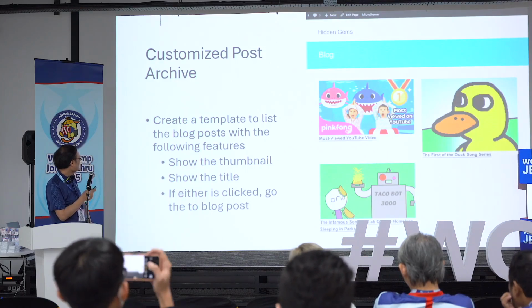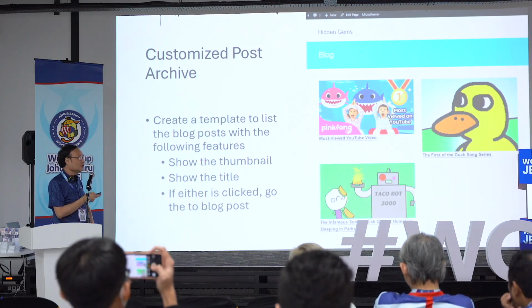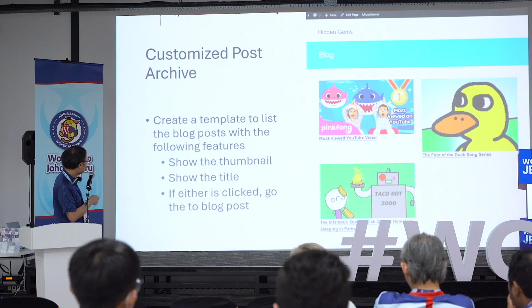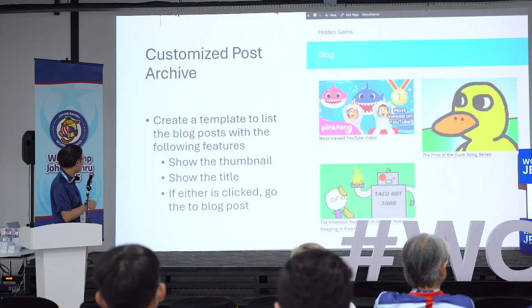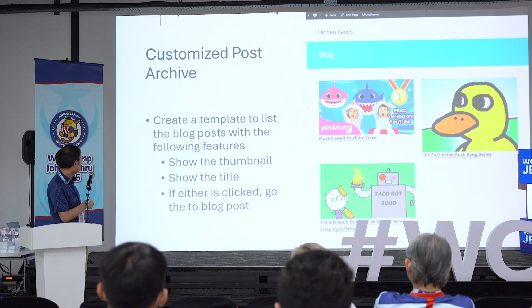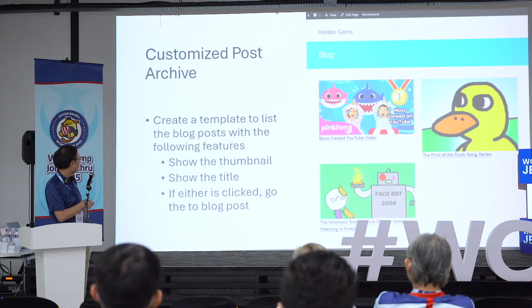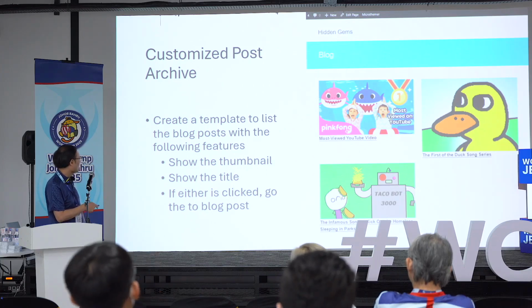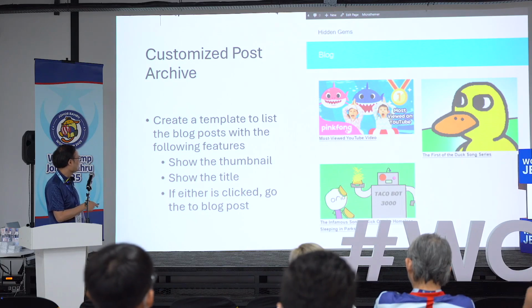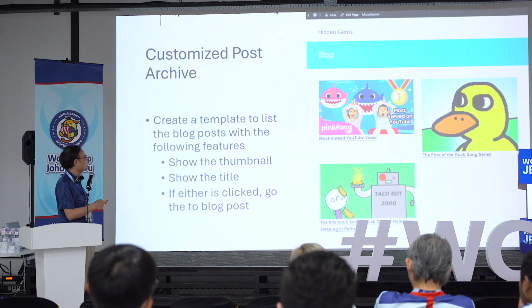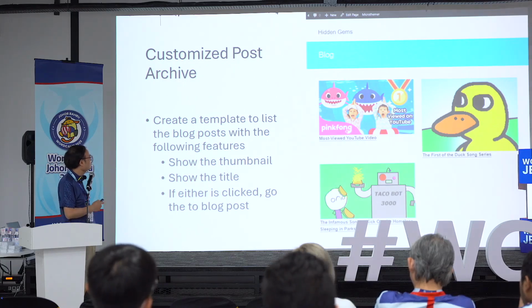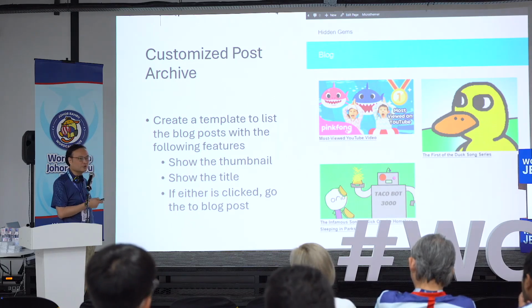So the second thing is to customize the post archive. The features are not important, but let me just tell you that I want to show the thumbnail like this, and then show the title like this, and if either the thumbnail or the title is clicked, then we go to that post, right? Pretty standard. But we want it to also look like this, two posts in a row. So the layout will be handled by Microfiber.